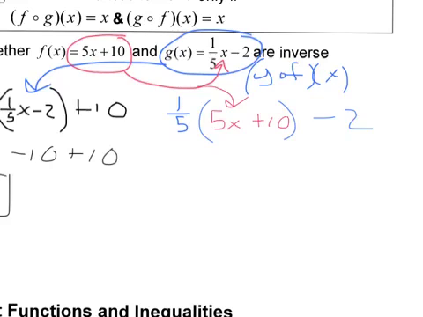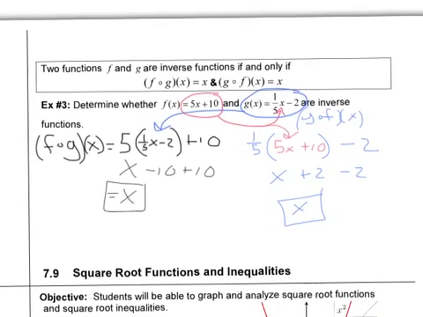Okay, well let's see what happens here. 1/5 times 5 is just 1, so I just have an x. 1/5 times 10 is 2. Bring down this minus 2, x plus 2. Negative 2 just becomes 0, and so I'm left with just x.